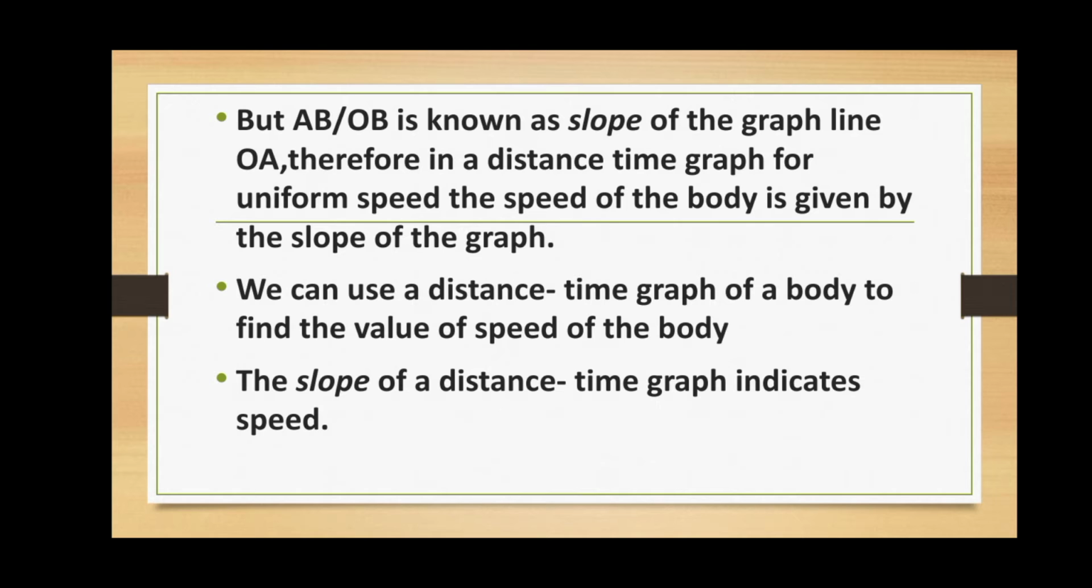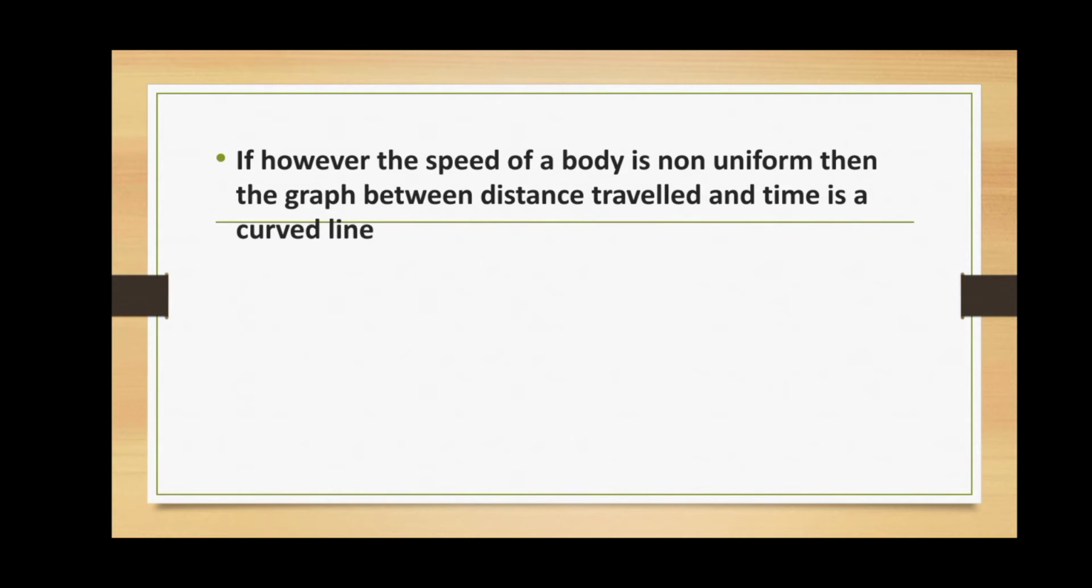We can use the distance time graph of a body to find the value of speed of the body. The slope of a distance time graph indicates speed. If, however, the speed of a body is non-uniform, then the graph between distance traveled and time is a curved line.